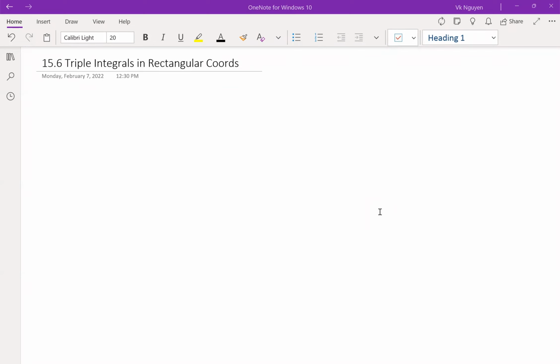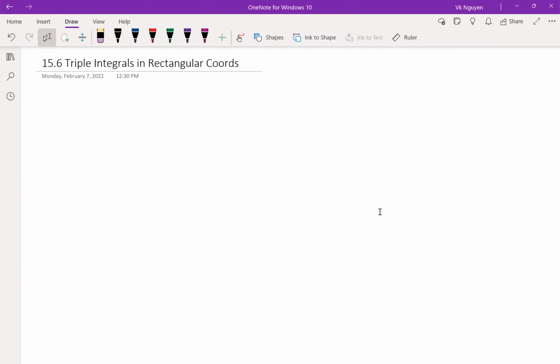For the triple integral in rectangular coordinates, it does two things. You can figure out the mass of the object, and you can figure out the volume. Let me sketch out a simple solid E. Let's say this is the solid E.